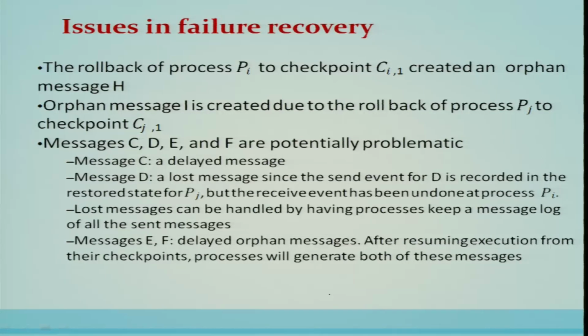So these are the different issues in failure recovery, and it requires coordinated or uncoordinated checkpointing. It also requires logging to replay the messages, and also how to recover. All these issues are quite intricate, quite complex, and need to be understood in this concept.